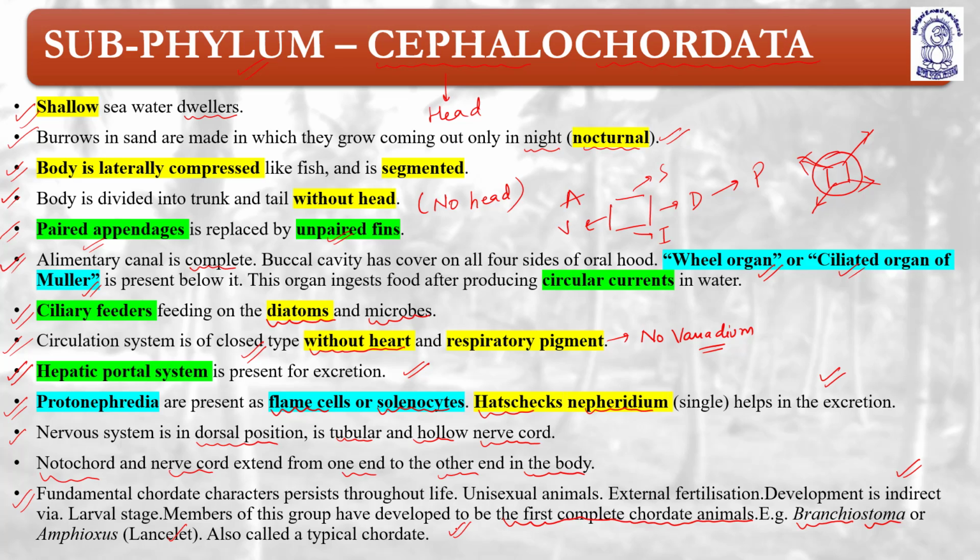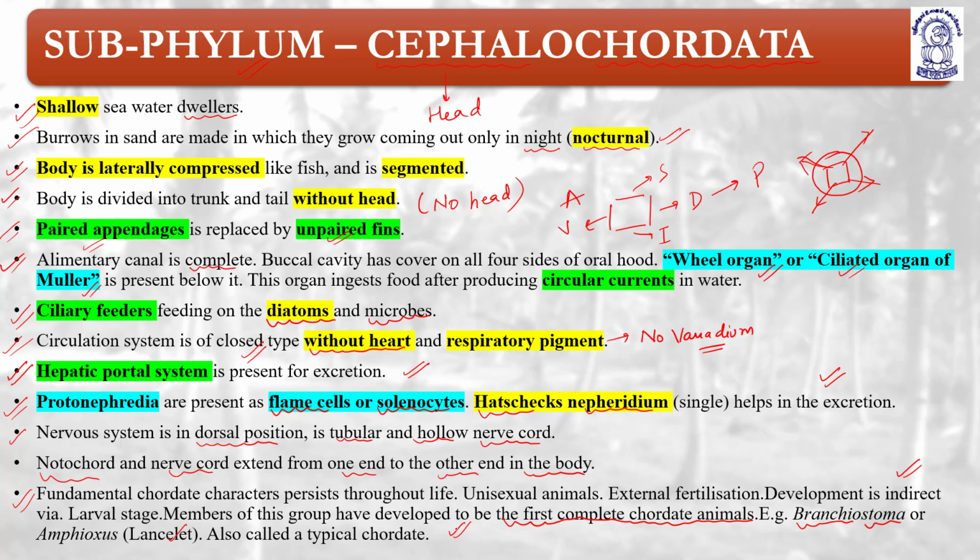Hepatic portal system is for excretion. Circulatory system is of closed type, but there is no heart and no vanadium, meaning no respiratory pigment. Protonephridia are present for osmoregulation. Basically the hepatic portal system is mainly for excretion, while osmoregulation is a function of protonephridia, which are present in the form of either flame cells or solenocytes. Hatschek's nephridium is a single nephridium which helps in excretion.